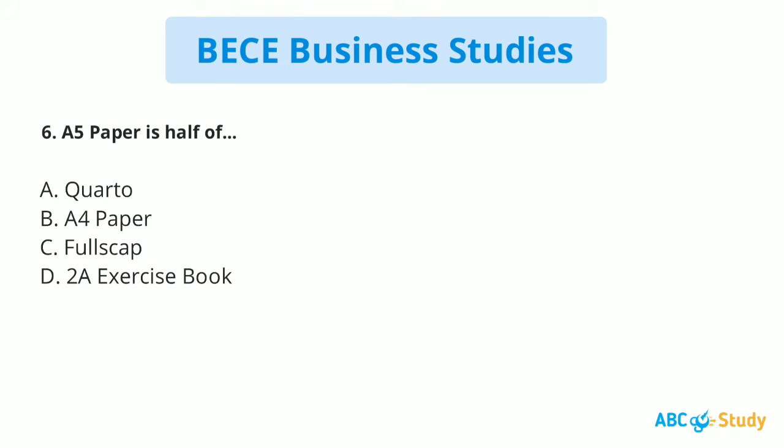Question number 6. A5 paper is half of dash. We have quarto, that's option A. We have B, A4 paper. We have C, foolscap. We have D, 2A size book. We're actually talking about A5 paper. Let me just give you an example on the screen. This is it. You have A0 paper. Then let's talk about A1 paper as well, till we get to what?